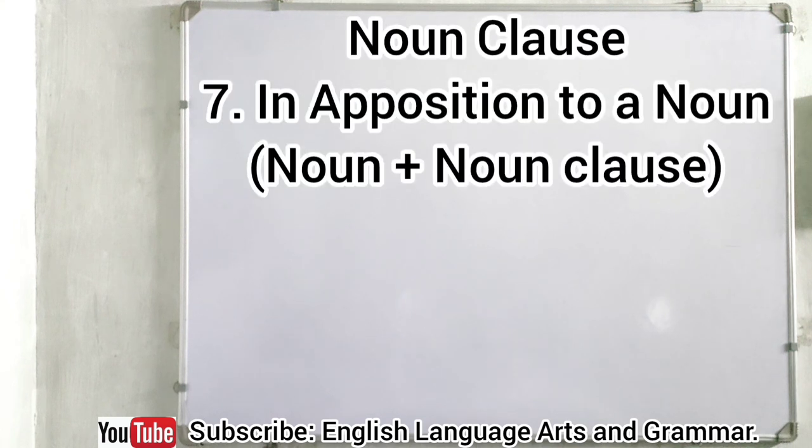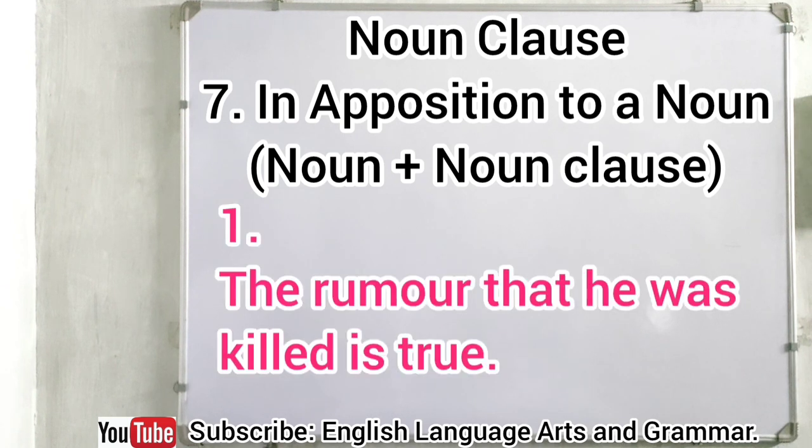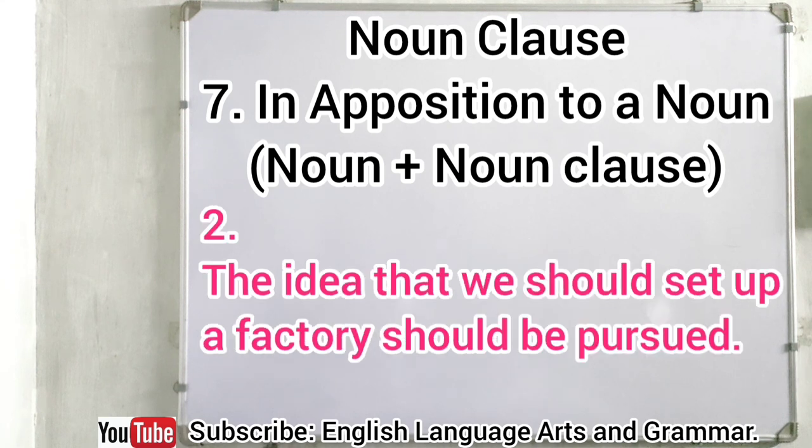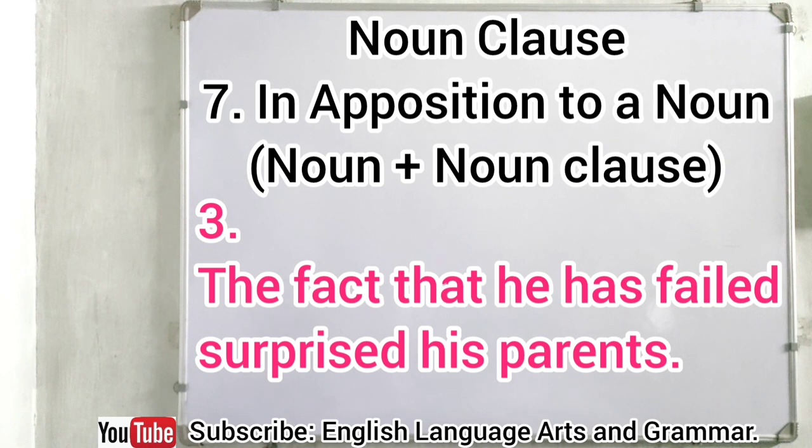Let us learn some examples in opposition to a noun, meaning noun plus a noun clause. Example 1. The rumor that he was killed is true. Example 2. The idea that we should set up a factory should be pursued. Example 3. The fact that he has failed surprised his parents.